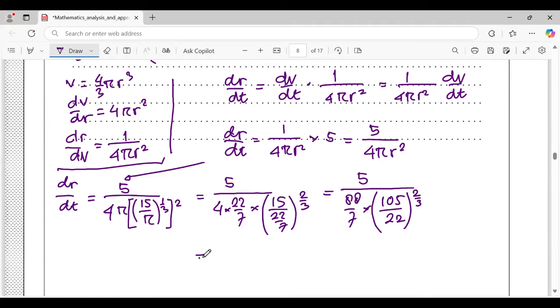And the result, if you calculate, the result will be 0.1400305. This is on my calculator, rounded to 0.140, and the unit centimeters per second. That is the result.